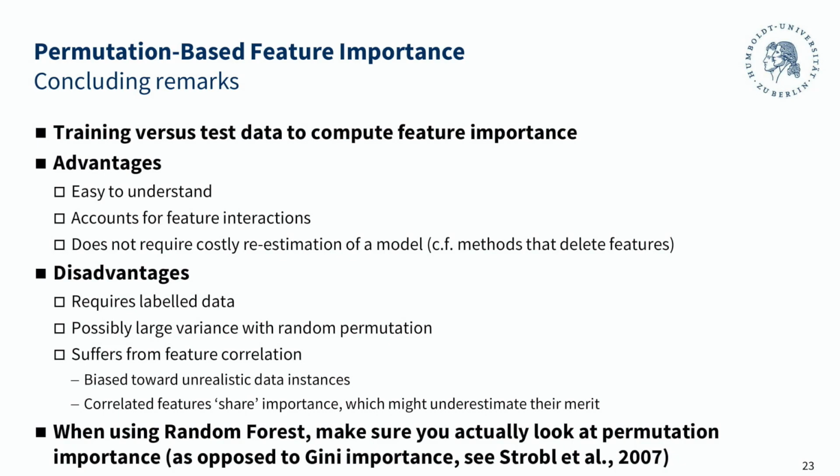Disadvantages, well, yeah, you need actual labels, access to them. Otherwise, it doesn't work because it's based on error values or performance values. You have a random element by the permutation, and the random variation could be substantial. So you randomly permute a feature, income, establish feature importance, and then you repeat everything. You again randomly permute the feature income, establish feature importance. The results can change substantially because of this random element.